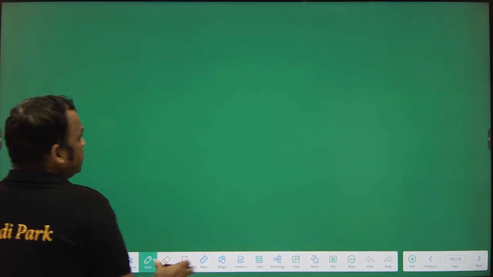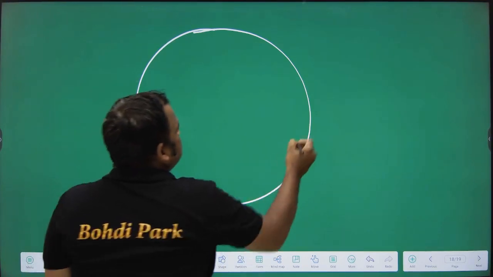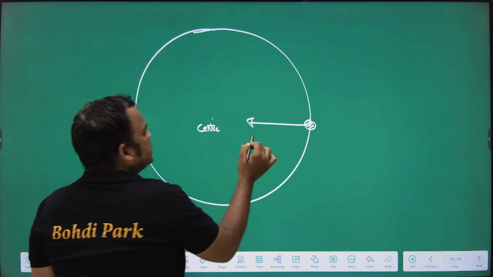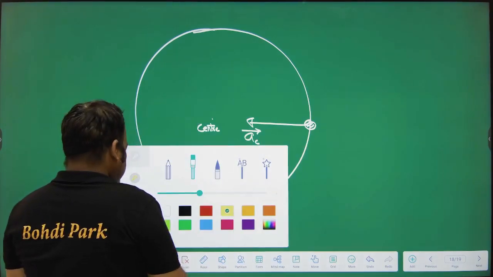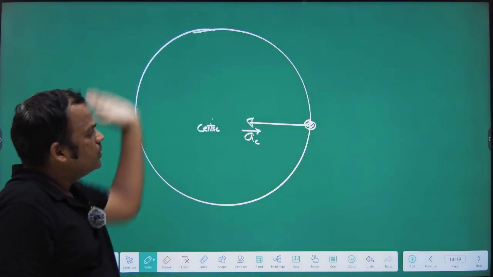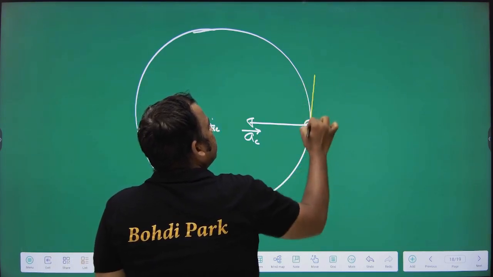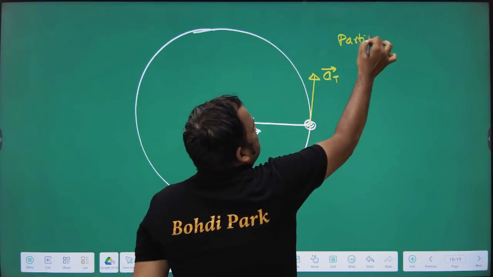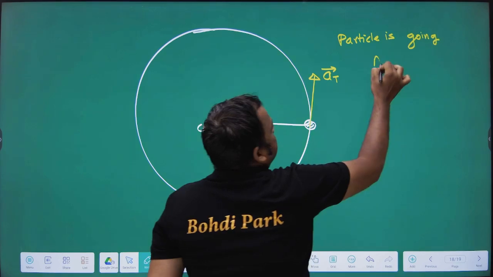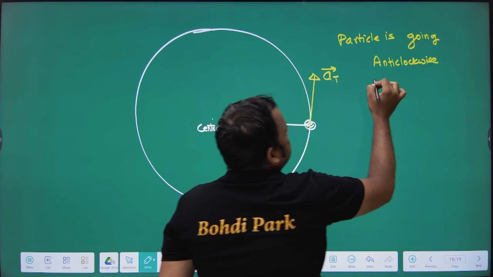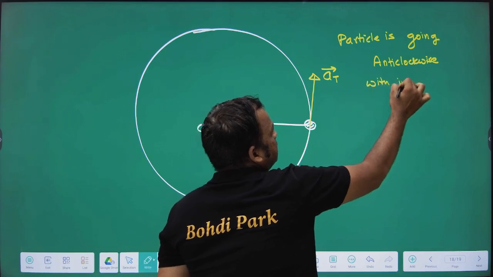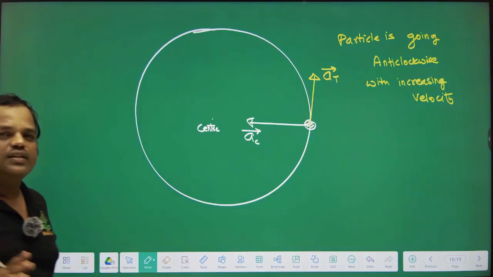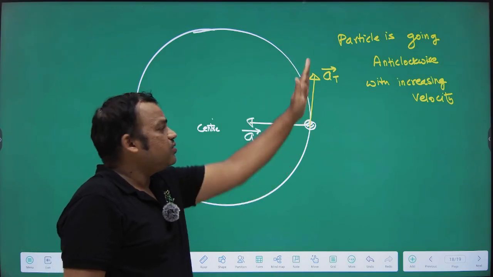In the next diagram, we will consider a_c vector and a_t vector when the particle is here. So this is the direction, this is the center. The direction of a_c vector is towards the center, and suppose the speed is increasing with time and it is anti-clockwise circular motion. So the velocity is this way. So we have acceleration a_t vector also along velocity. I am writing here: the particle is going anti-clockwise with increasing speed, or increasing velocity. So that means tangential acceleration is along velocity. This is the direction of velocity and this is also the direction of a_t vector.